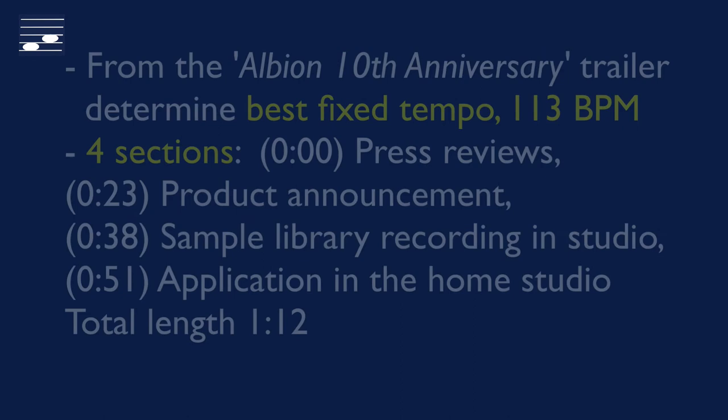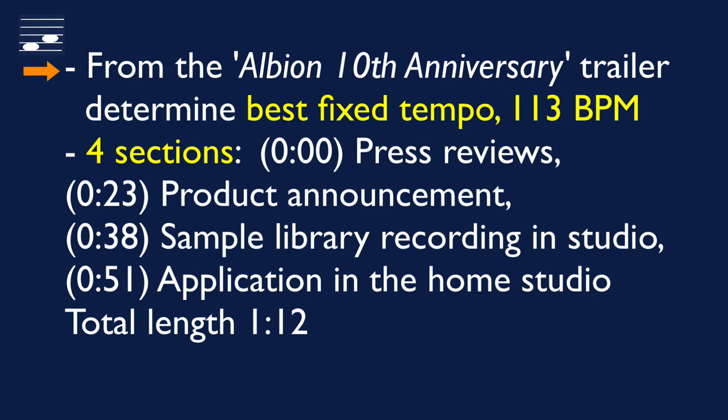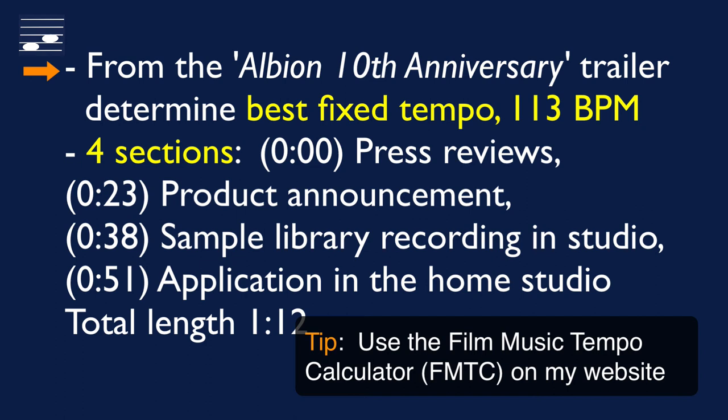Now let's move on to the complete orchestral score. I decided to compose a fixed tempo music cue and used my film music tempo calculation tool to determine the best tempo for a number of movie scene hit points. The result is a tempo of 113 beats per minute.